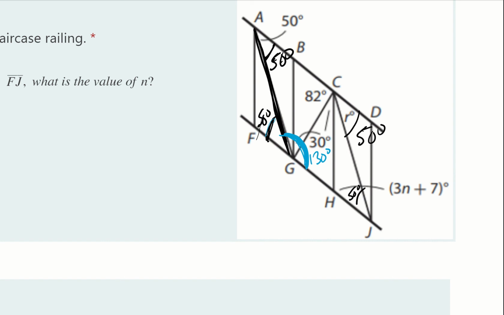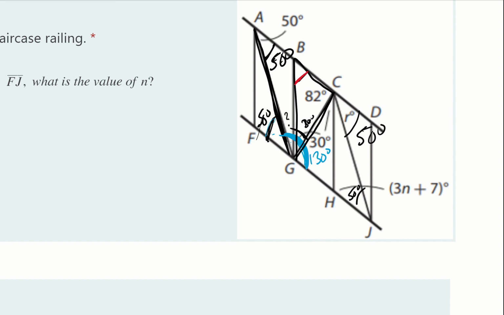And this is a linear pair. They add up to 180. Okay, so we got this blue is 130, and we already got that this is 30. So let's go ahead and figure out what this angle is. I don't know what that angle is there. So if I want to find that angle, well, notice that I have a triangle here. So I can find this angle.